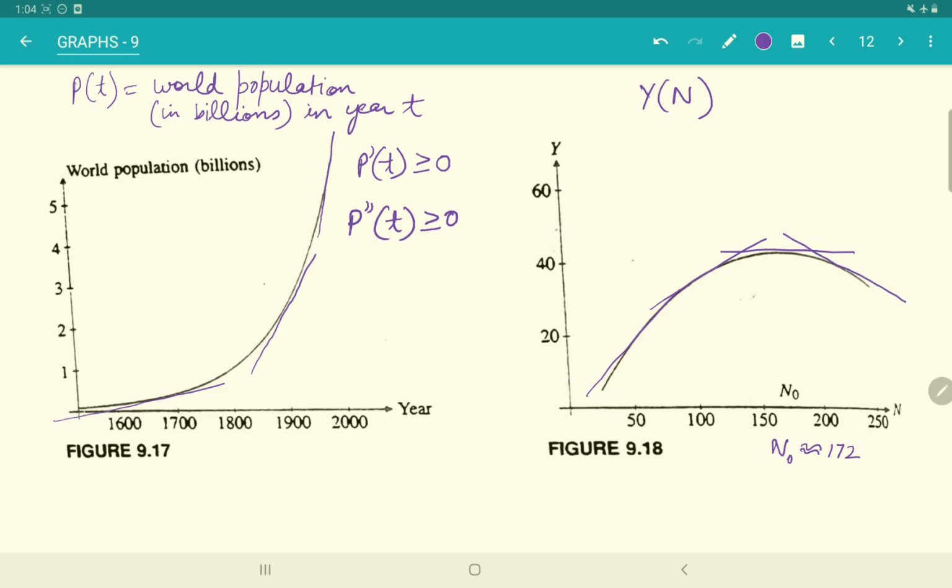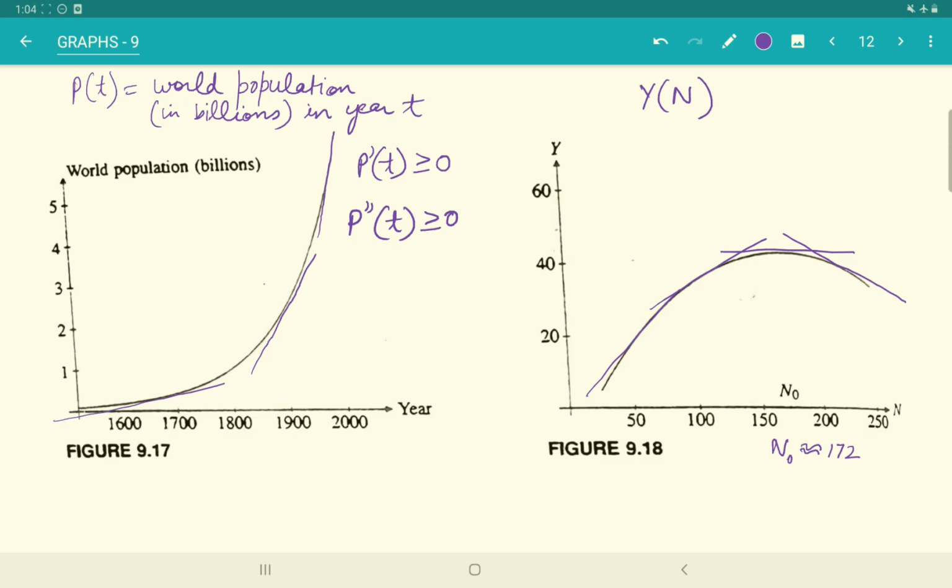So in this case, as I said, first, number one, the function has a maximum at n equal to n naught. That means if you increase the amount of fertilizer beyond n naught, that will actually cause wheat production to decline. So the function is increasing till n naught. After that it is decreasing, and at n naught the function reaches its maximum.